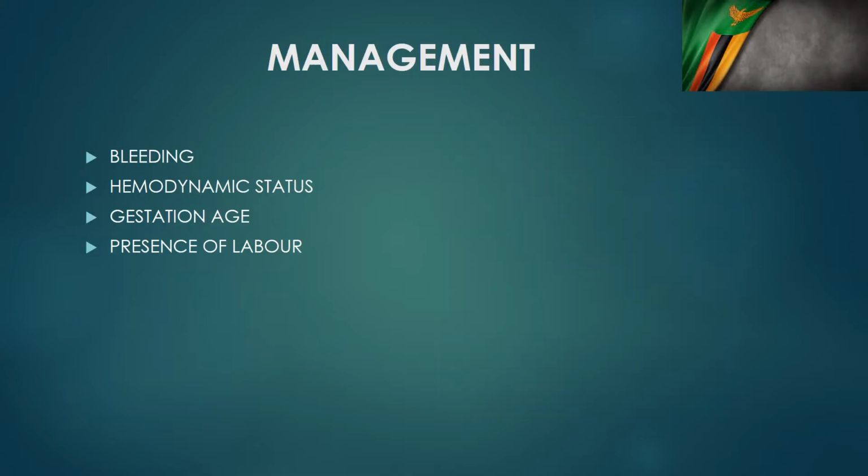So when a patient comes in with placenta previa, there are several things we have to look at to help us in managing the patient. The first thing we have to look at is the bleeding. How is it? The second one is the hemodynamic status of the patient. We have to look at the gestation age. And we also have to look at whether they're in labor or not. So we'll look at each of these points in turn.